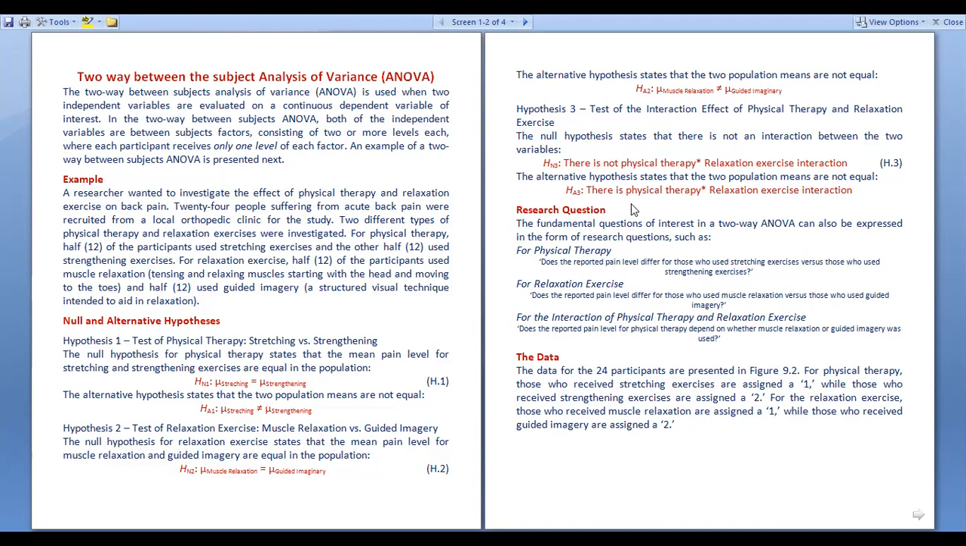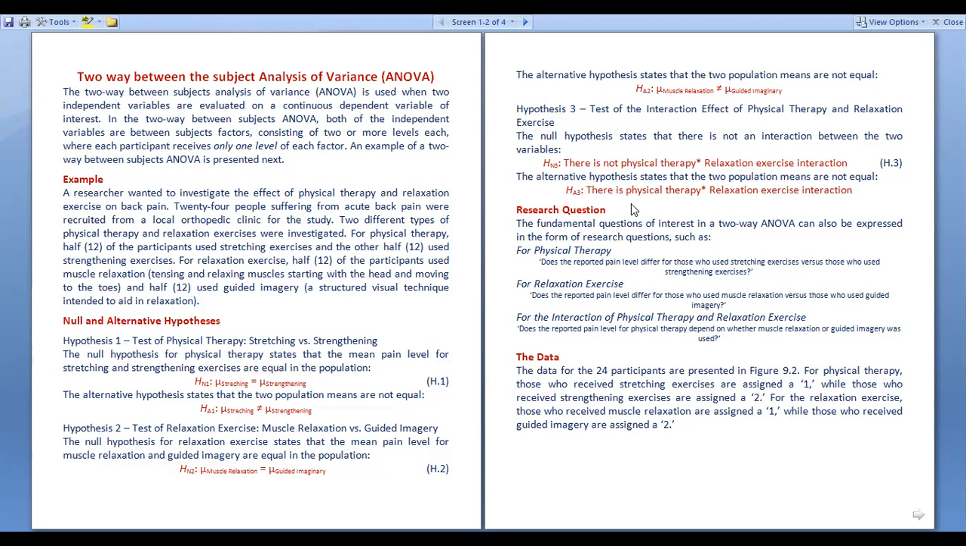Remember, when we are doing two-way ANOVA, we have three hypotheses being framed: two for the two independent variables we have got, and the third one for the interaction between the two independent variables, whether it is there or not. Similarly, we have three research questions, and research questions 1 and 2 are on independent variable 1 and 2 respectively, whereas the third one is talking about the interaction between the two independent variables.